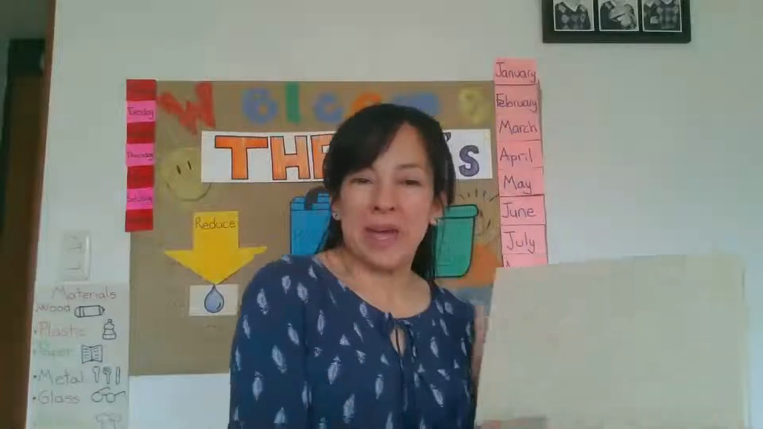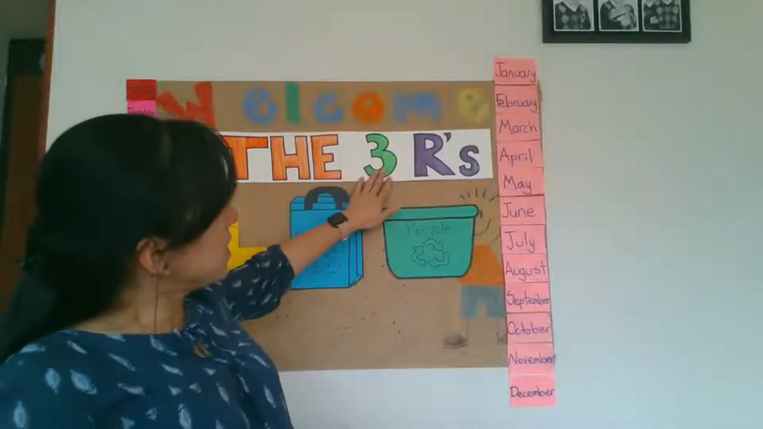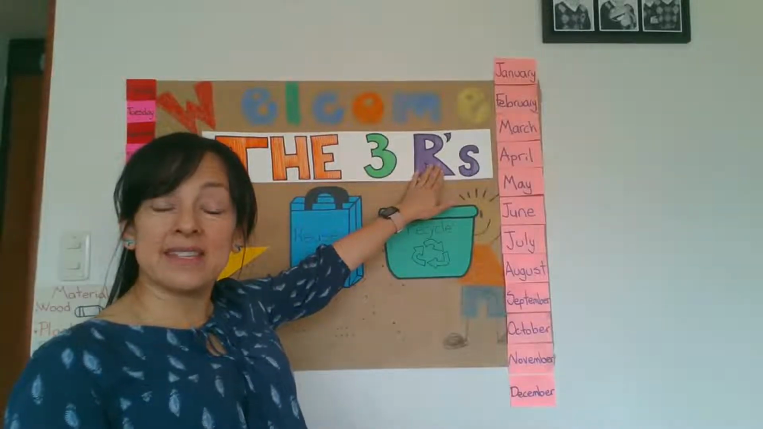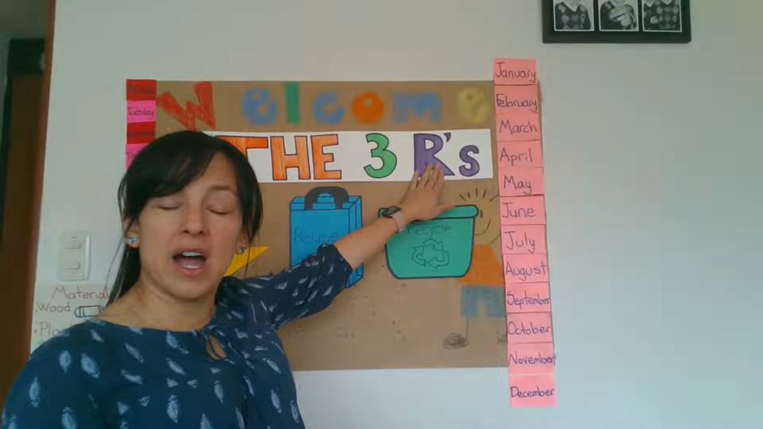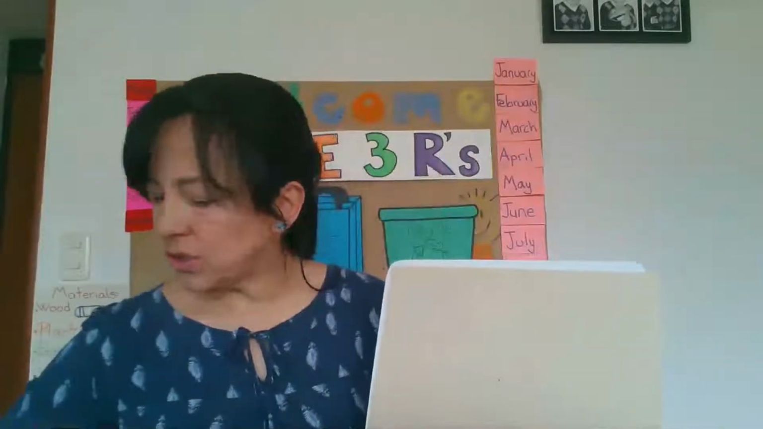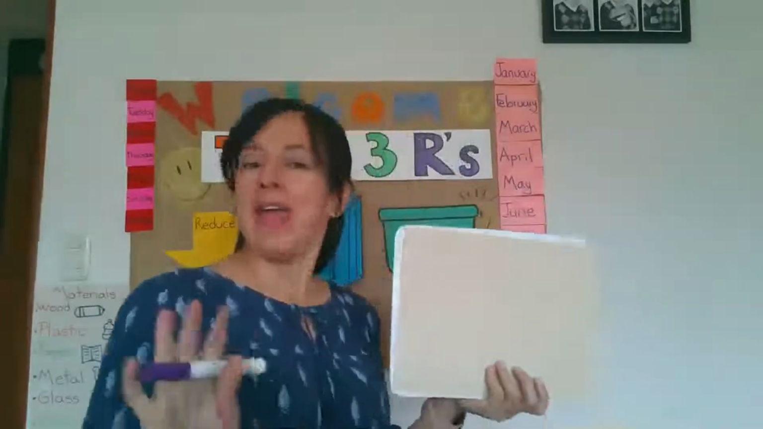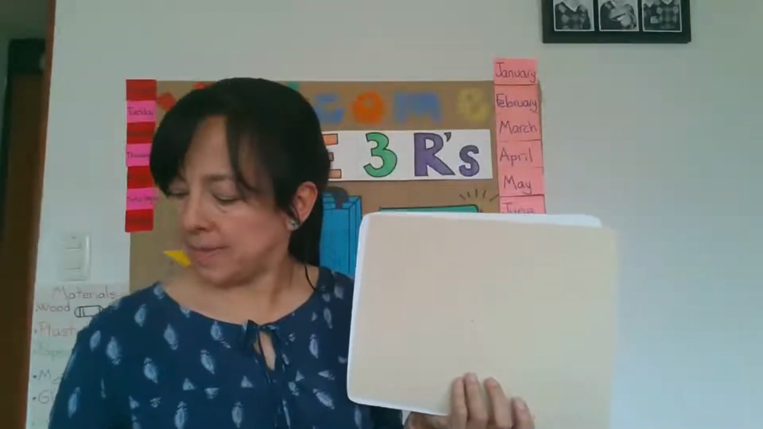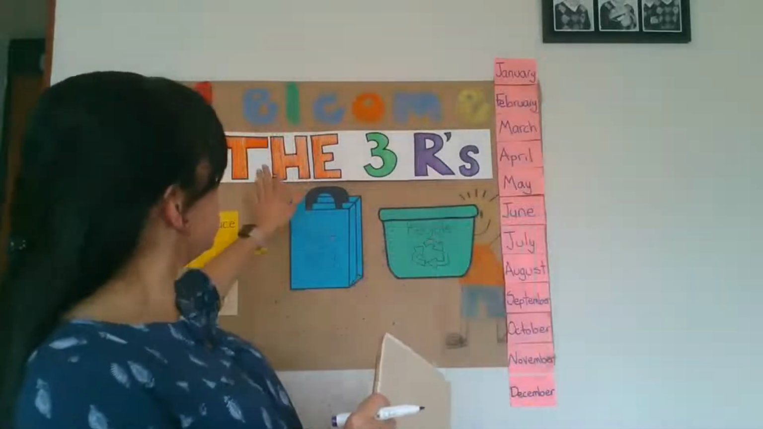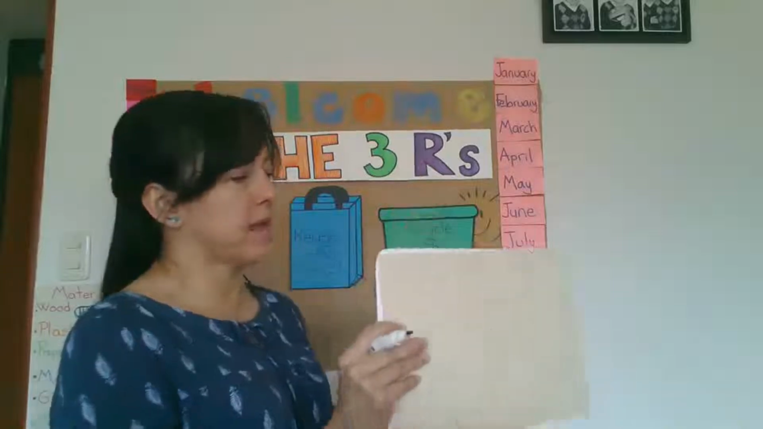And in a new page, we are going to write a title. We are going to write the 3 R's. This is going to be the title for our activity for today. So I'm going to use the purple marker. You can use your pencil or any color that you want. And we are going to write the title, the 3 R's, okay?